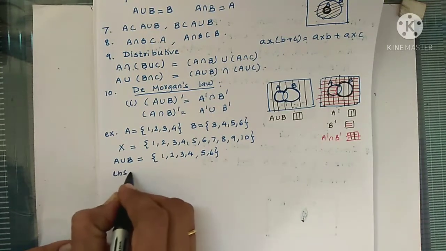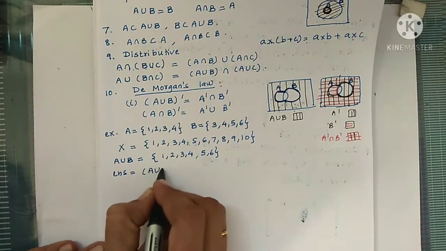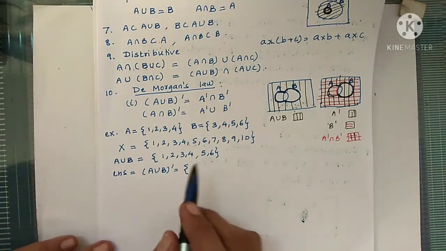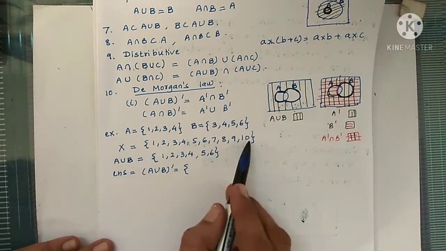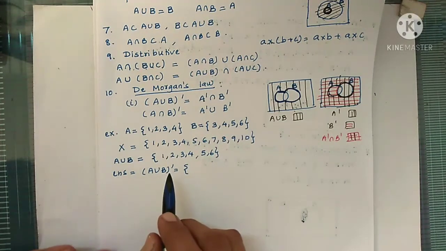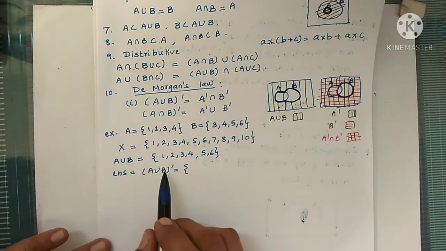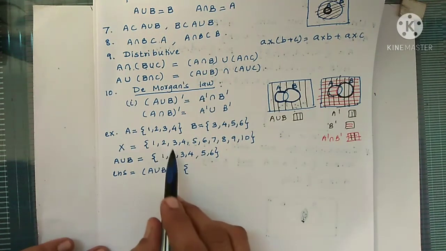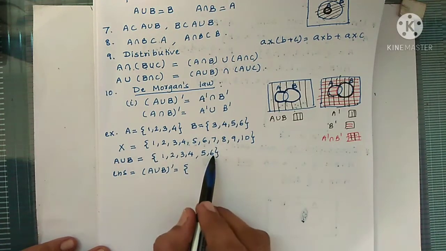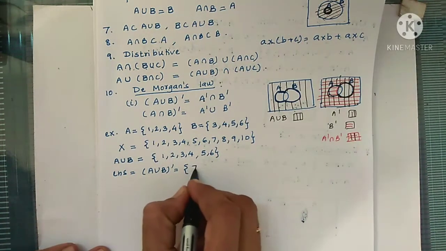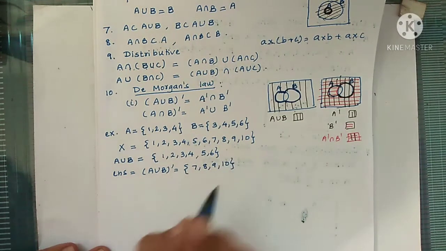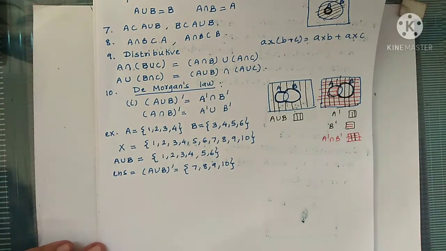Now the left part is the complement of it, A union B complement. So we have to write elements of X, which is the set 1 to 10, that are not members of A union B. So write down all the elements of X other than A union B. 1 to 6 is already written, so the remaining elements are 7, 8, 9 and 10. So this is (A union B) dash.